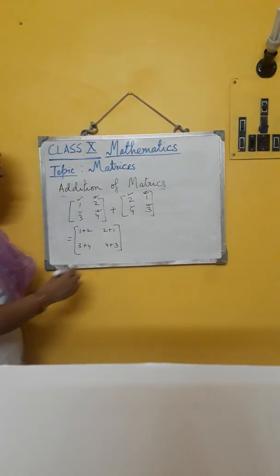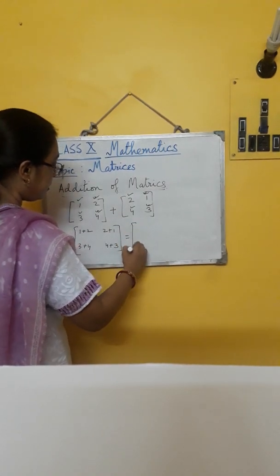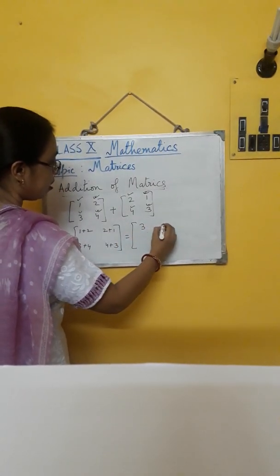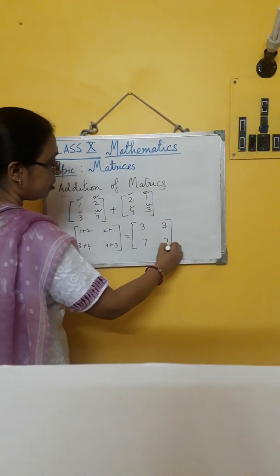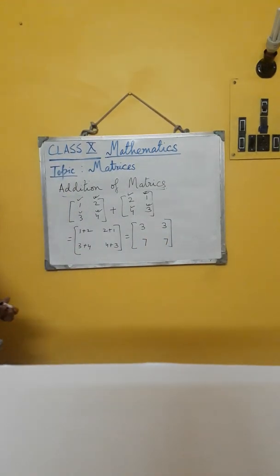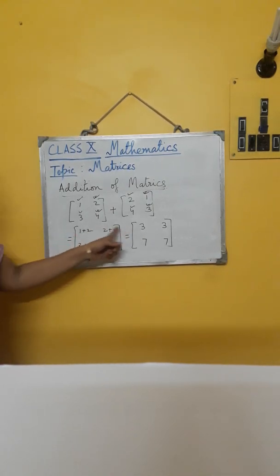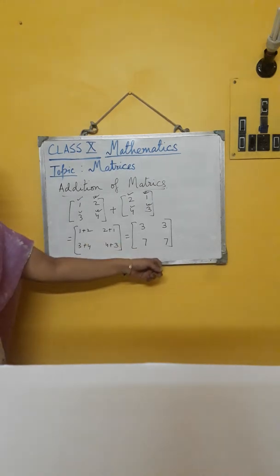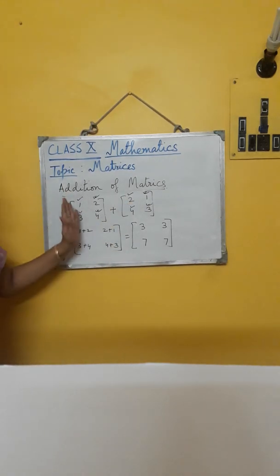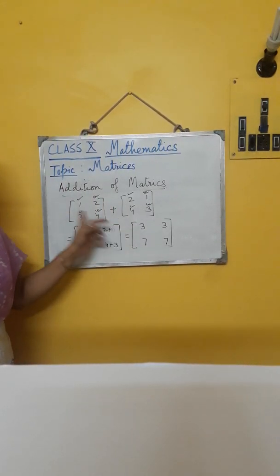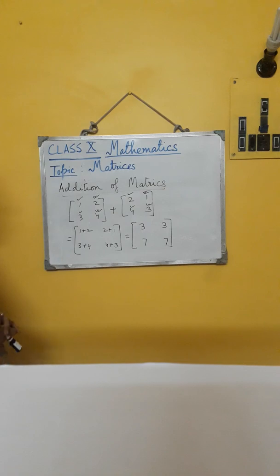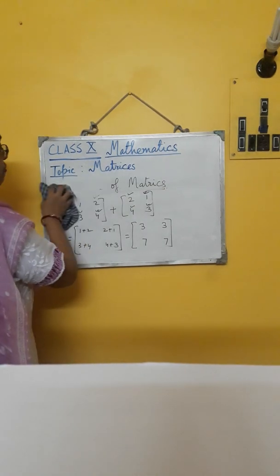So what are we getting? We are getting 3, 3, 7, 7. You add 2 plus 1 is 3, 2 plus 1 is 3, 4 plus 3 is 7, 4 plus 3 is 7. So whenever you are asked to do the addition of matrices, you add the corresponding elements. That will give you the addition of matrices. Next we are coming to subtraction of matrices.